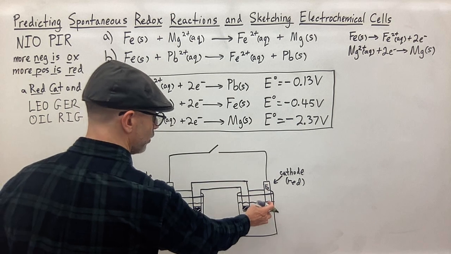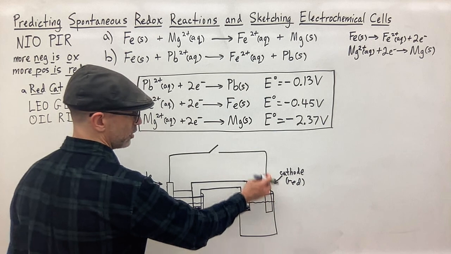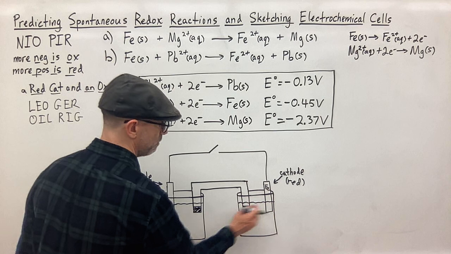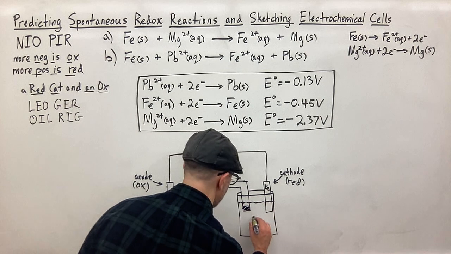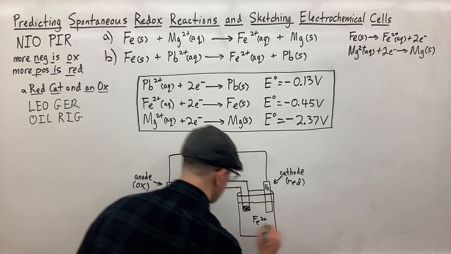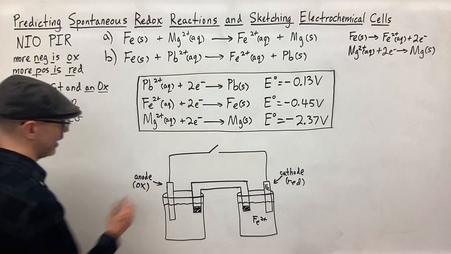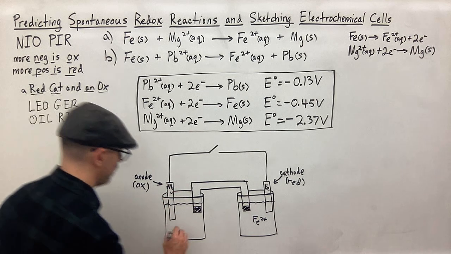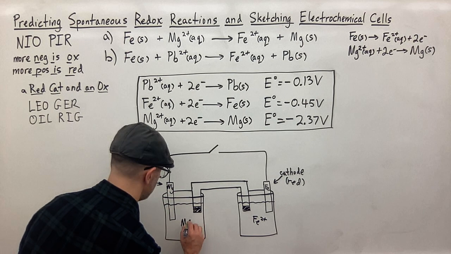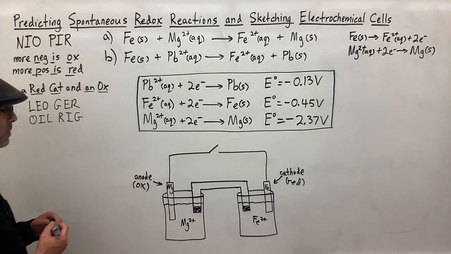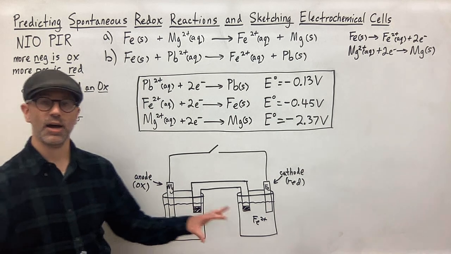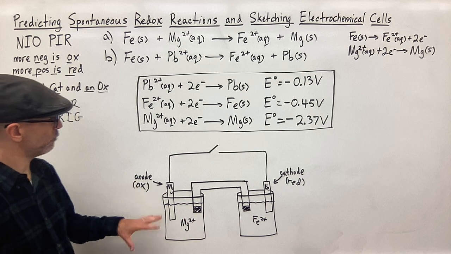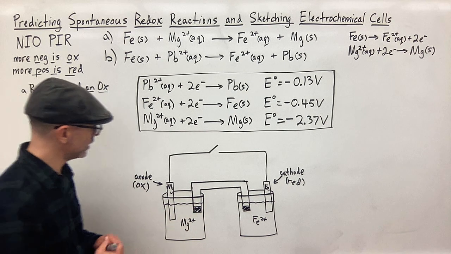So we'd have our iron cathode, our electrode here for the cathode. The cathode would be made up of iron. And here we would have our Fe2+ ions. And then for the anode, this would be our magnesium. And then in here we would have our magnesium 2+ ions. This is the way we would set it up for it to be spontaneous. Or if we set this up, this is actually what's going to happen.